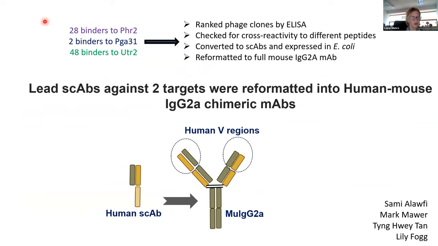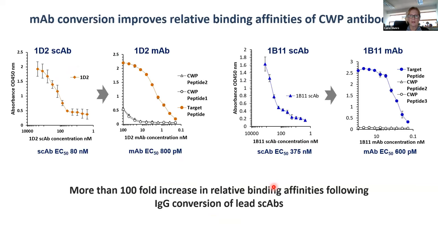We'd got quite a large number of different antibody sequences that bound to these proteins. These were all unique sequences when we sequenced their binding domains, but we ranked them and characterized them and came up with two lead candidates, which we then converted into these fully mouse IgG molecules, but they contain the human binding domains here. And in that conversion from the single chain antibodies to the monoclonal antibodies, you could see a 1,000-fold increase in the binding affinities of these antibodies.